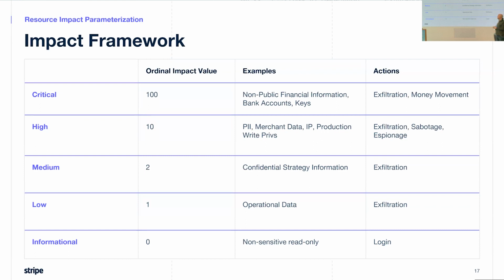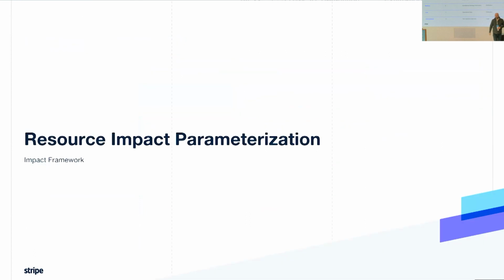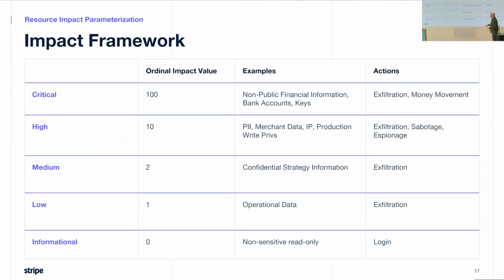And the reason being is because we say, I don't know exactly what a database table is worth if it gets exfiltrated, but I do know if that database table just contains benign operational data, that's probably 100 times less sensitive than non-public financial information that is only going to be given to our board or our investors. So we're comfortable with putting these relative impact values on our various internal resources without any units.